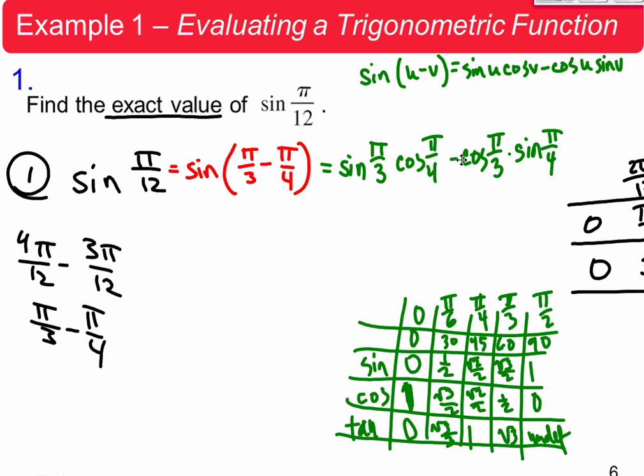Okay, so there's our table, and then it's just a matter of putting things in. Sine of pi over 3, square root of 3 over 2. In this case, they're all in the first quadrant. If they were in different quadrants, we would just have to be aware of what the positive or negative sign would be. This is square root of 2 over 2 minus cosine of pi over 3, which is 1/2, times sine of pi over 4, square root of 2 over 2. And so we get square root of 6 over 4 minus square root of 2 over 4.